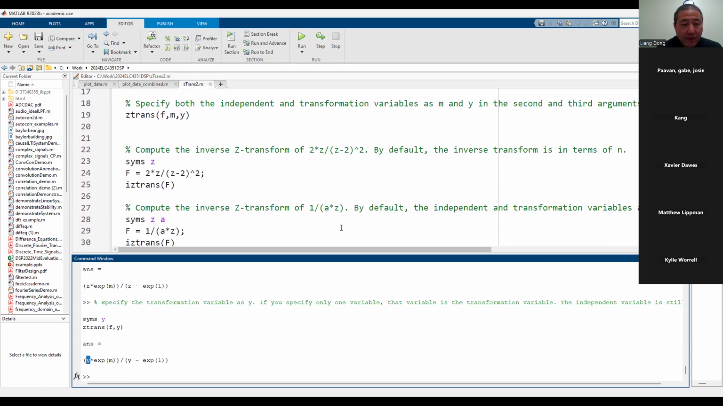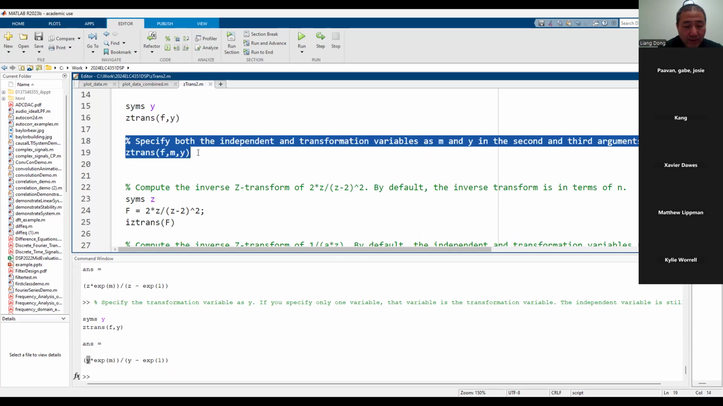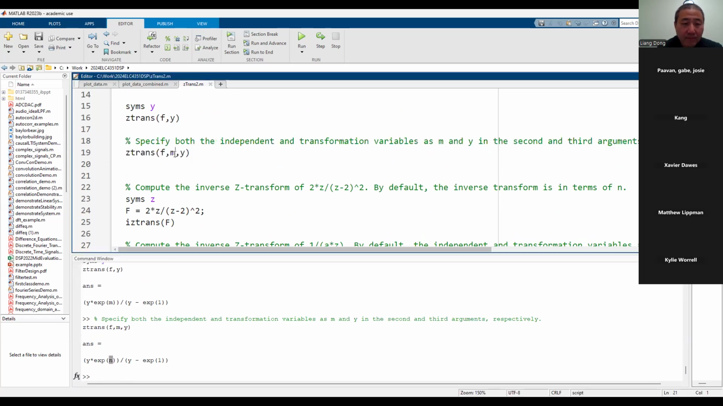And then lastly, you can define both the time domain variable and the z domain variable. So in this case, I have a function that I just wrote. I know now that m is my time domain variable, and y is the z domain variable. So if I run this, it will give me that. It will treat n as just an arbitrary variable. It's not time because you defined m as the time domain signal. And the output is y instead of z. Okay. So isn't that nice? You can just check your result for the Z transform.